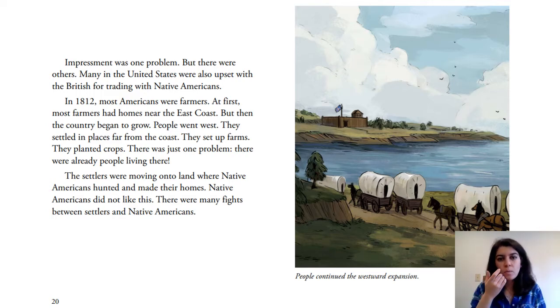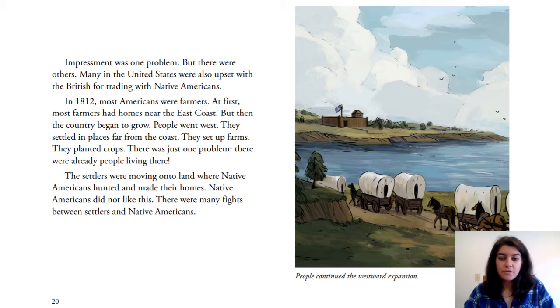Let's listen to find out what did Americans do as their country was growing. Impressment was one problem, but there were others. Many in the United States were also upset with the British for trading with Native Americans.